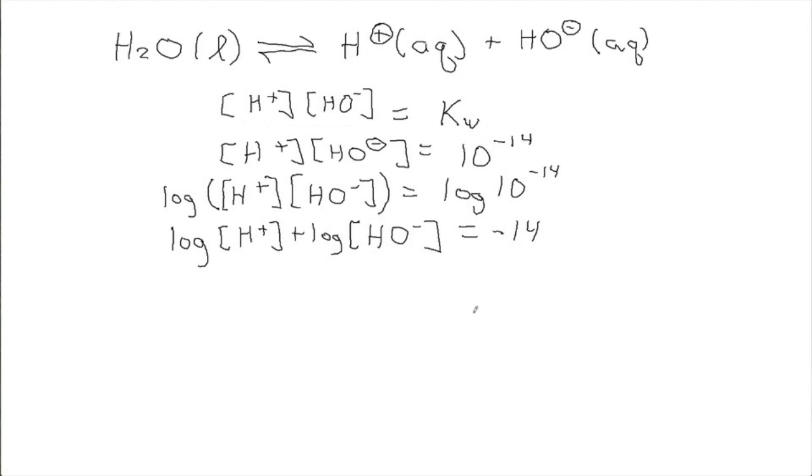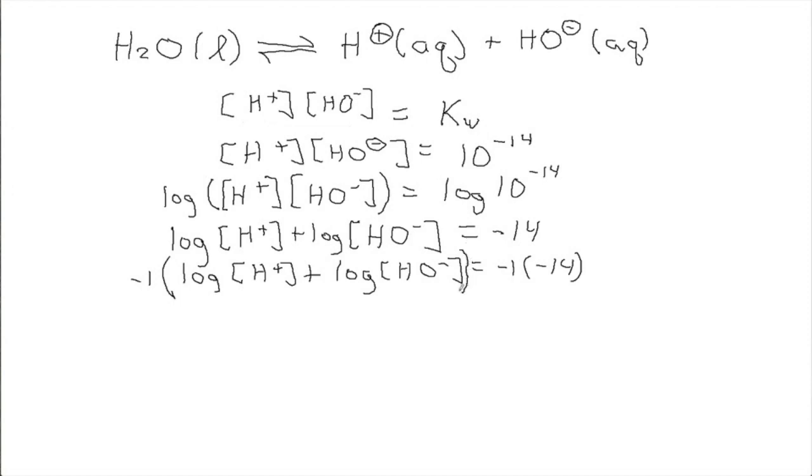Now I want to multiply both sides by negative 1. So again, try writing down what you would get if you multiply both sides by negative 1. I hope you got this. Again, I hope that you remembered to put in parentheses here because we need to multiply the entire left side by negative 1.